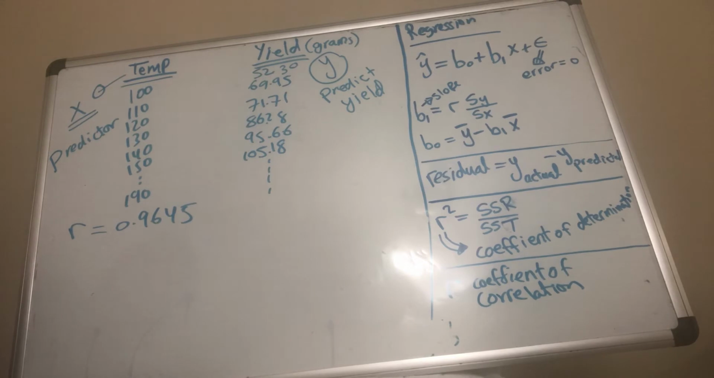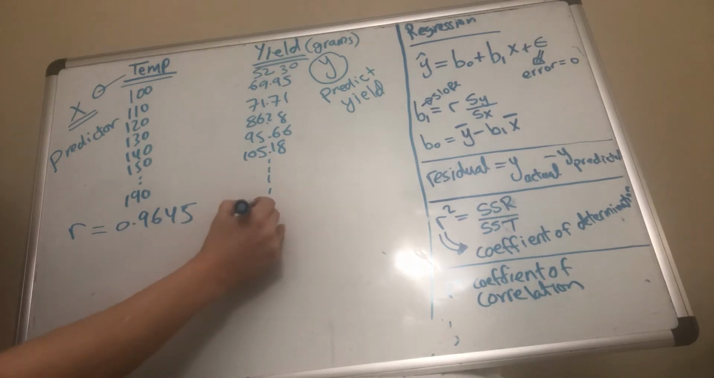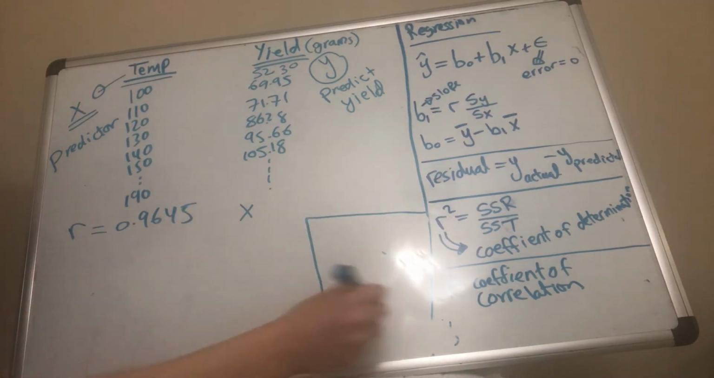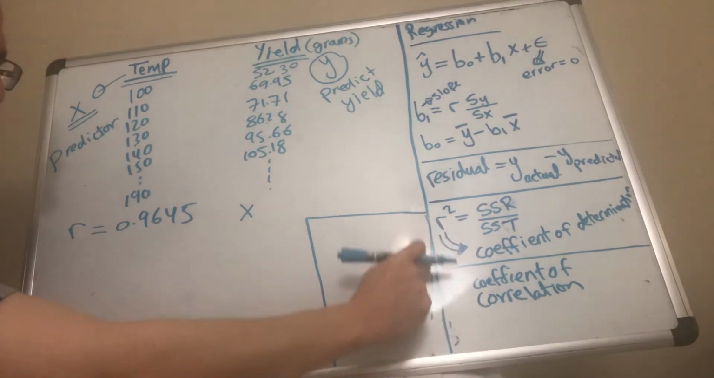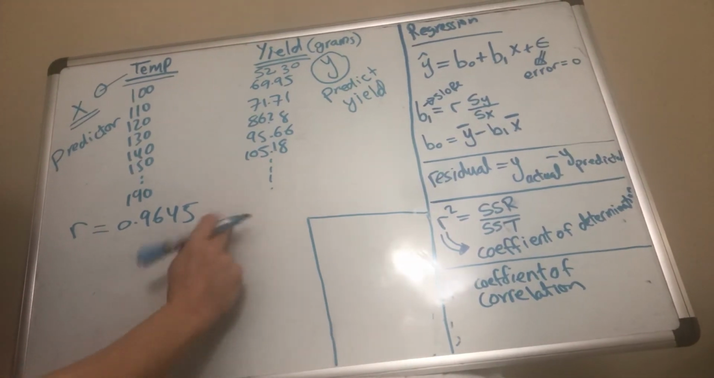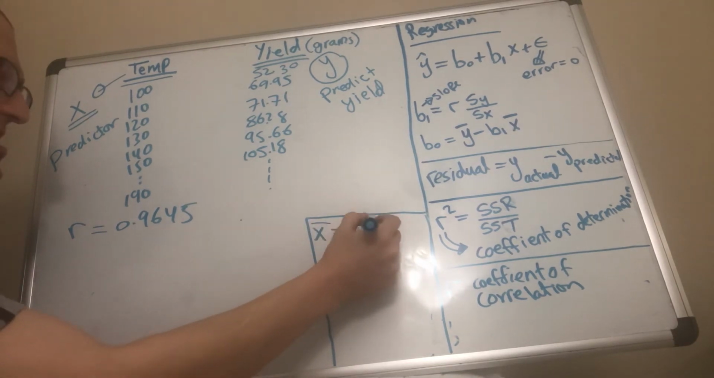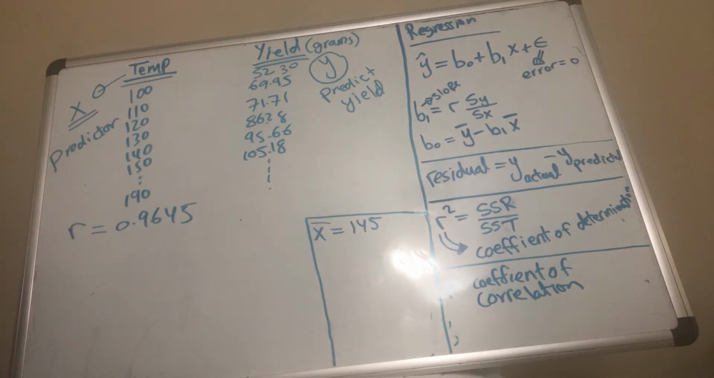For the first question, they want the average of temperature, so they want X bar. I'm going to add a section here for all the things we need to calculate. The first thing is X bar. You add them and divide by how many there are. I think there are 10. If you do this, it gives you 145. I did it earlier using Excel. So the average temperature is 145.